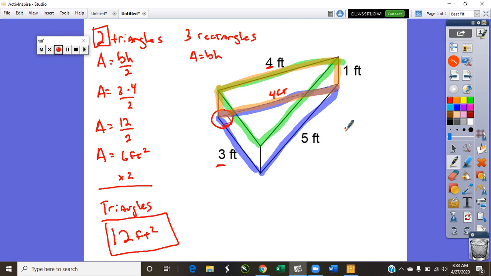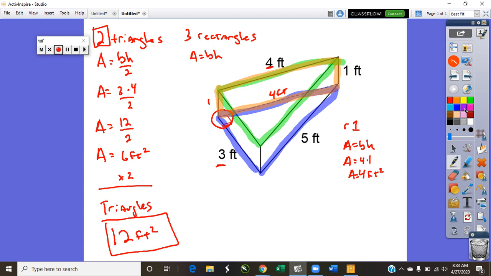Rectangle, I'm going to do it over here. Okay, rectangle 1. All right, so area equals base times height. Well, the base is 4. And what's the height of this rectangle? This is 1. This is also 1. So this is easy, right? Area equals 4 times 1. So that area is 4 feet squared.